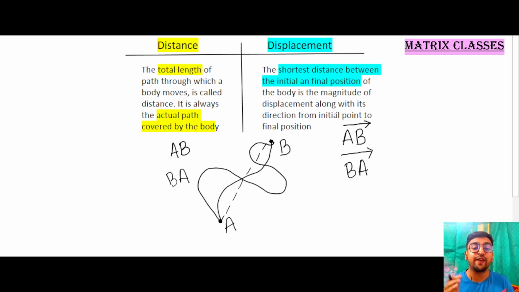But when we change the initial point and final point, our vector quantity will change, because a vector does not only depend on its magnitude, it also depends on the direction. That is why I have written here that displacement involves two important things: the magnitude and the direction. These two things are very important for a vector quantity, and since displacement is a vector quantity, we should have both the magnitude and the direction. Whereas distance only involves the magnitude.